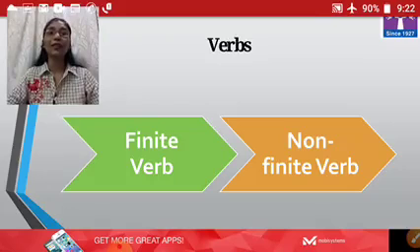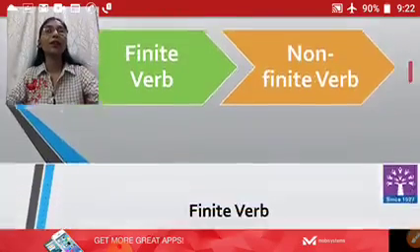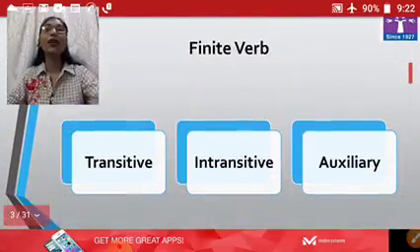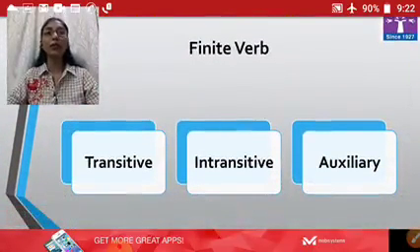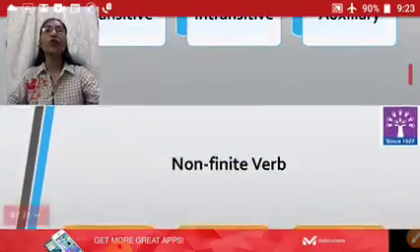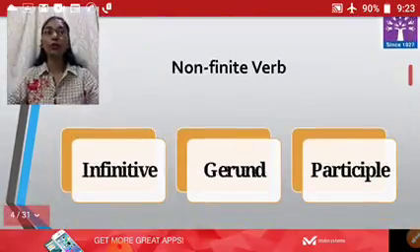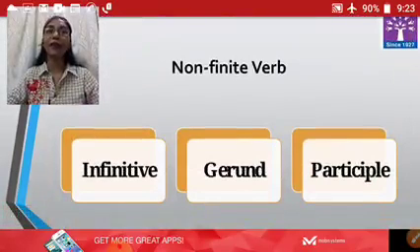Verbs are broadly classified into two, finite verbs and non-finite verbs. So let's see the classification. Finite verb is again divided into three: transitive verbs, intransitive verbs and auxiliary verbs. Whereas non-finite verbs are also divided into three subcategories, that is infinitives, gerund and participle.